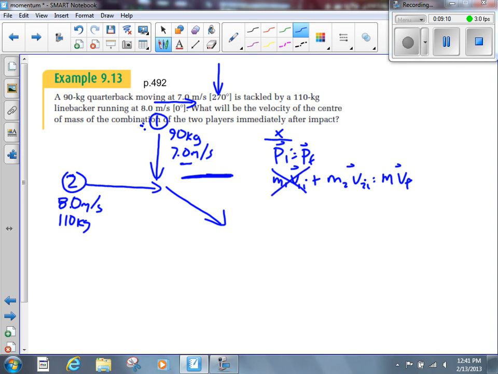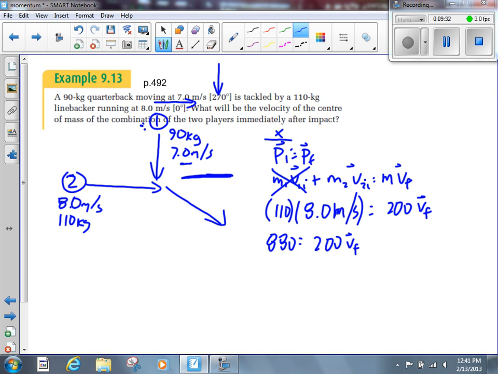Does that make sense? Okay, m2 is 110 kilograms. v2i is going to be 8 meters per second because all of that 8 is on the x-axis. The combined mass here is going to be 200 times vf. 110 times 8 is going to be 880. 880 divided by 200 is going to give me 4.4. So vf is 4.4 meters per second. Have I just got my answer? Am I done? What have I just solved for? I've solved for the x component of my final answer. It's not what I want. Let's do the y component now.